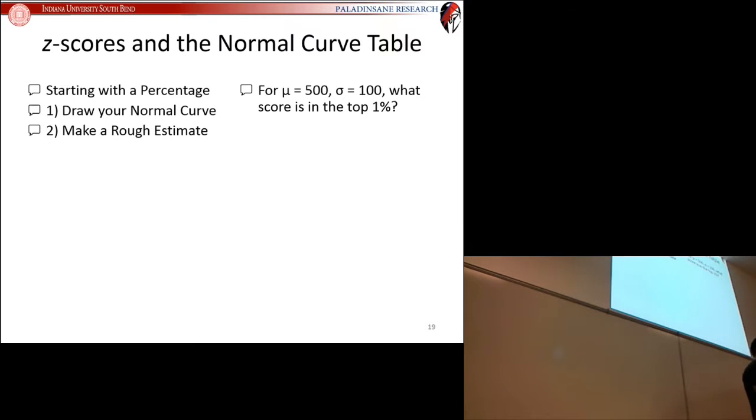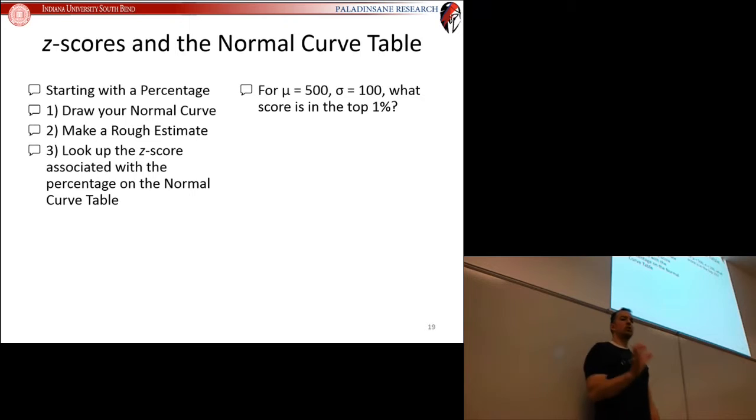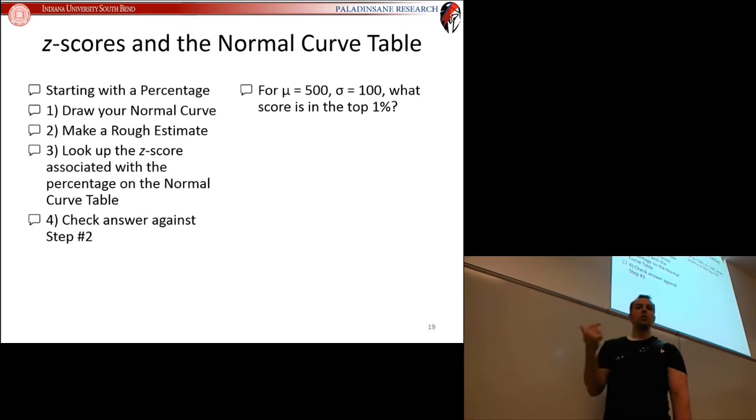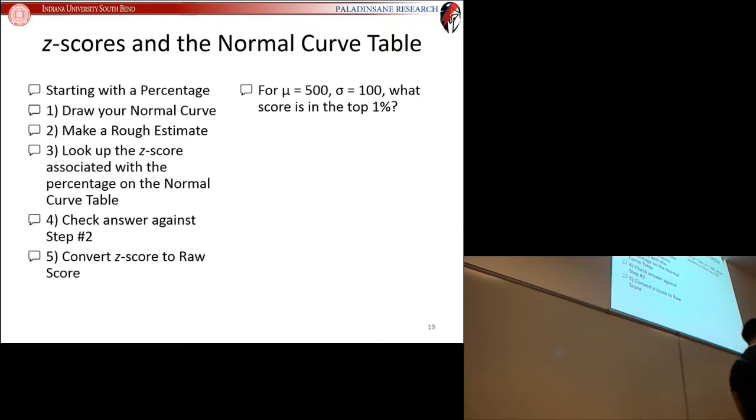Then we're going to make a rough estimate just so that we have a backup insurance plan in case we misread the table. Once we have the rough estimate, then we go to the table and we look up the z-score that's associated with that particular percentage. So in both of these problems, you always go through the z-score. You always end up going through the table, so make sure that you are doing that. Once we find our z-score, we check our answer against our rough estimate that we had in step 2. And then if everything checks out, we convert our z-score to that raw score using the z-score formula that we introduced last time. Actually, a few times ago.